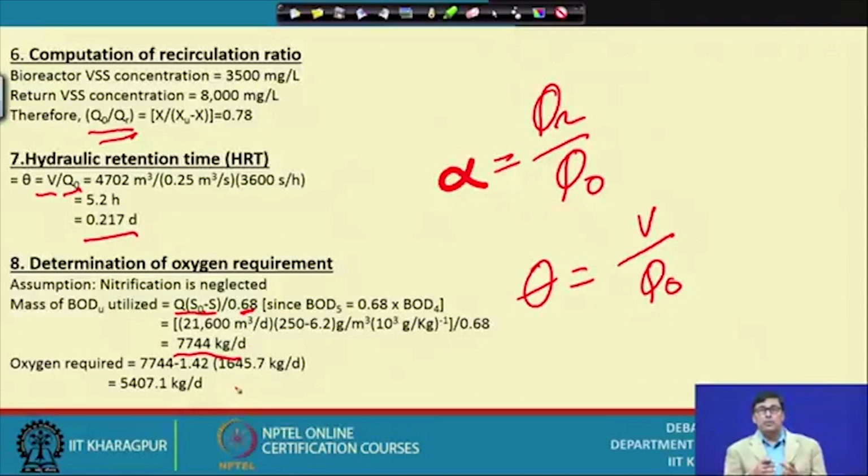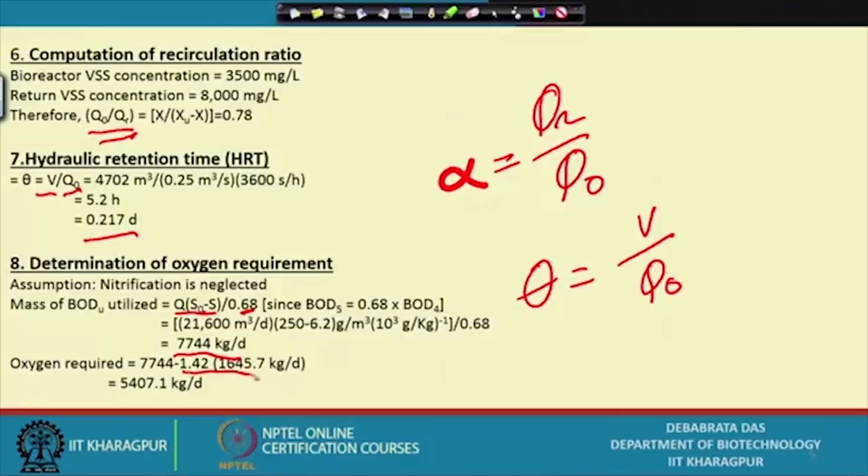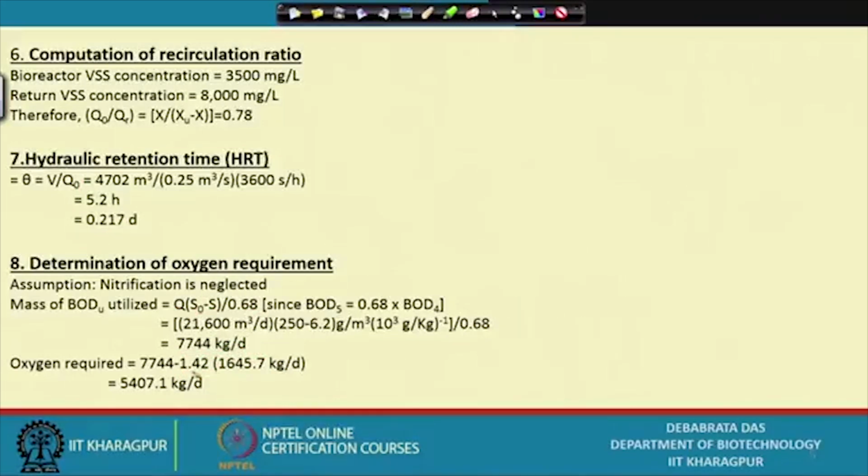Now, when this much BOD is removed from the wastewater, a part is converted into cell mass that remains in the reactor. So, the BOD equivalent to that cell mass is to be deducted. The BOD equivalent is based on the amount of cell mass produced, and 1.42 is the conversion factor. For the oxidation of 1 gram of cell, you require 1.42 gram of oxygen. So, if you calculate, we can find the exact amount of oxygen required in this particular process.